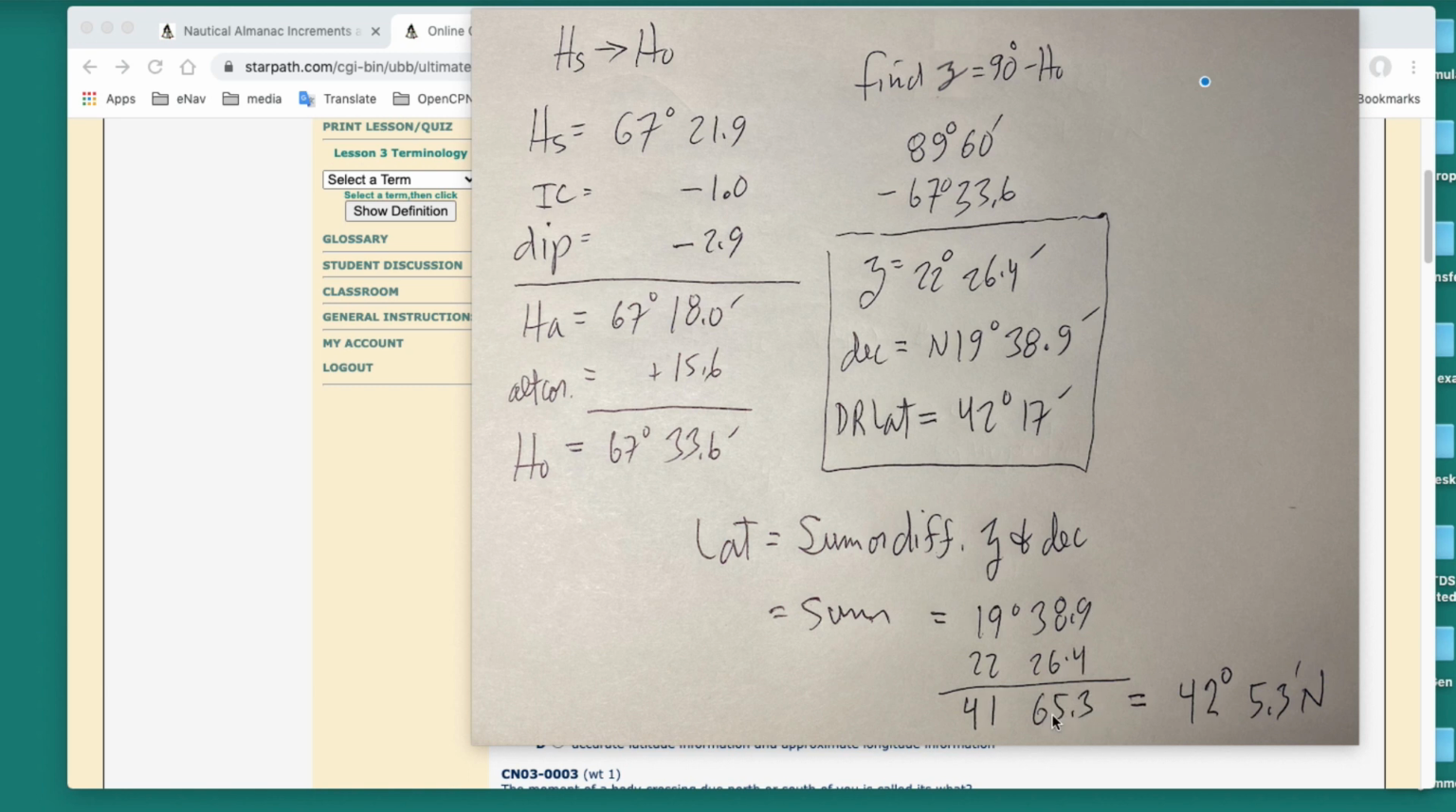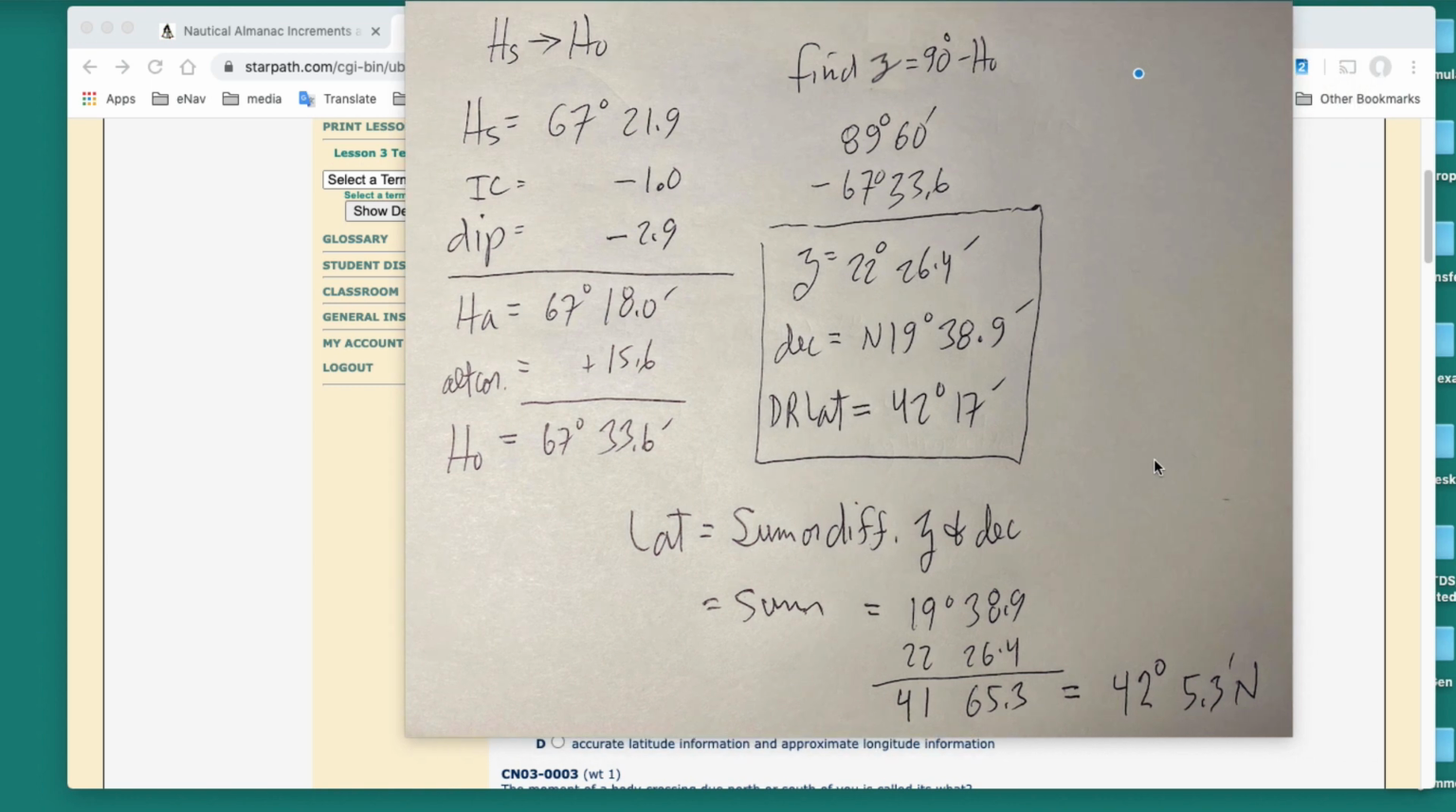Right? I just add them up, minutes and then degrees, and then I take this 60 out of here and put it over here. That's 42 degrees, 5.3 minutes. And that is a noon sight. That's how you find latitude. Again, you could do this from beginning to end 10 or 15 times once you've done one or two. You could do this 10 or 15 times in the time I'm here talking about it. That's the end of that video.